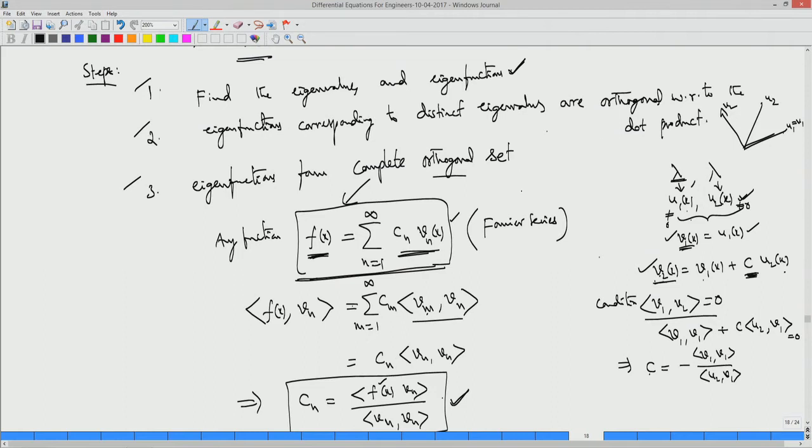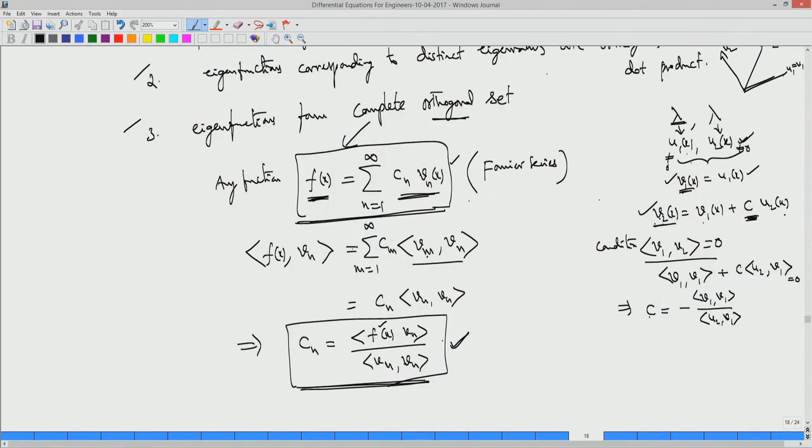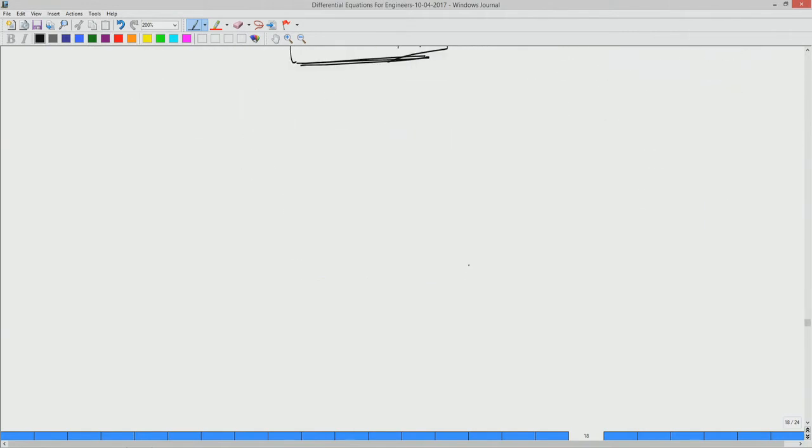Once you get all these eigenfunctions, they form an orthogonal set, which you know, and they are complete. That means any square integrable function f can be written in terms of these eigenfunctions. That is actually a Fourier series, and the Cn's are arbitrary constants, which you can find just by using the dot product. Make a dot product on both sides with the Vn's so that you can get your Cn. We will see some examples of how we do this.